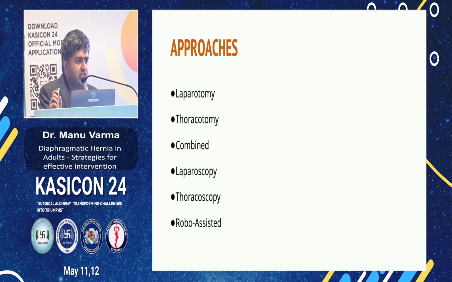Now, how do you approach this problem? You can approach from below upwards or top down. That is, you can do a laparotomy or a laparoscopy, thoracotomy or thoracoscopy, combine a thoracotomy with a laparotomy, thoracoscopy with a laparotomy, or a thoracotomy with a laparoscopy, and even a robot-assisted approach. The situation, the surgeon's expertise, whatever is available in the hospital, and what you're comfortable with will determine how you approach this problem. And of course, how the patient presents.